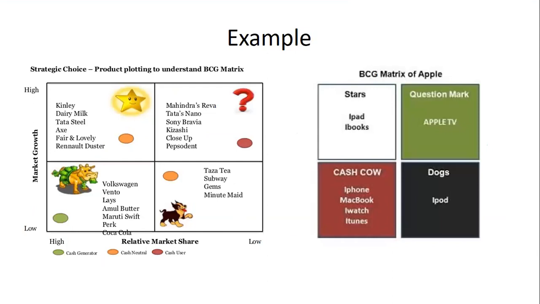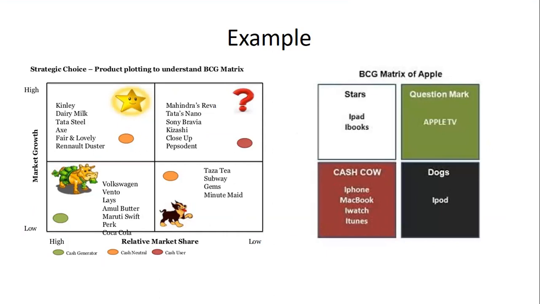So yeah, I have given examples of the BCG Matrix. I have given a separate example of Apple, covering the stars, the question mark, the dogs, and the cash cow. iPods were the dogs, the question mark was Apple TV, the star was iPad and iBook, and the cash cow was in the form of MacBooks. So this was an exclusive example of Apple.